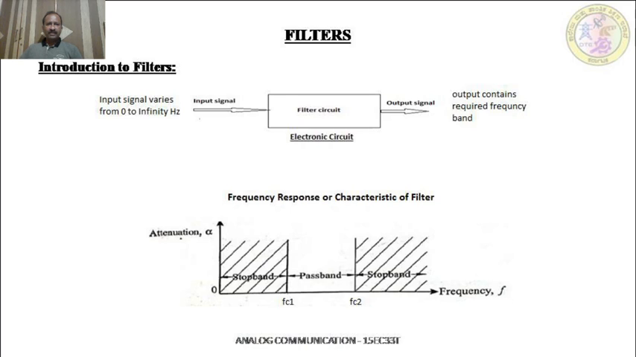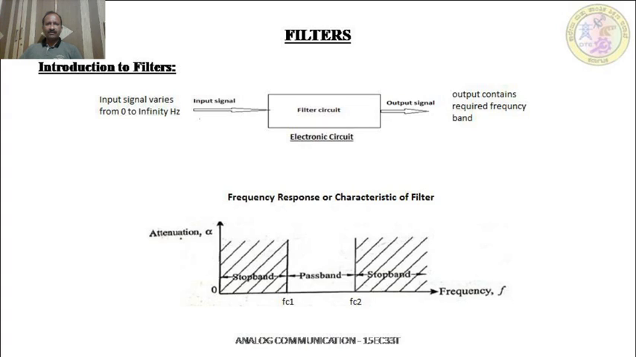The electronic filter accepts the signal at the input side. The signal frequency varies from 0 to infinity. That means the frequency is variable. The input may be voltage, current or power, whatever it is. The frequency of that signal varies from 0 to infinity, and that is applied to the electronic filter.